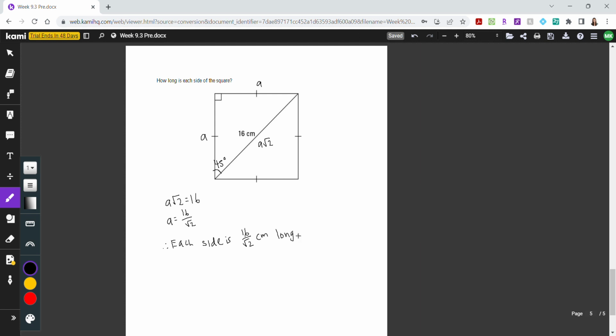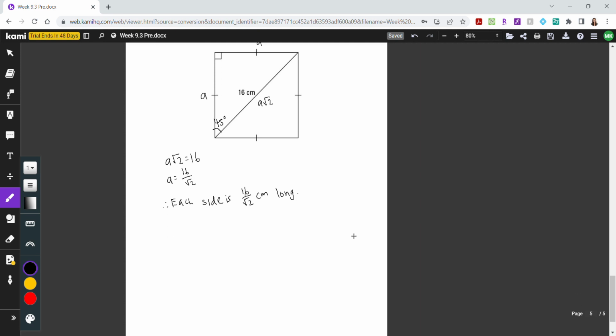Sometimes the question doesn't give the answer like this, because we can rationalize the denominator. As a short recap, we want to rationalize the denominator because we don't want a square root there. To get rid of the square root, we multiply the top and bottom of the fraction by square root 2. This gives 16 square root 2 over square root 4, which simplifies to 16 square root 2 over 2. These two numbers are divisible, so I finally get 8 square root 2. So each side is also 8 square root 2 centimeters long. We can write this either way, so it depends on what the answer options give you.